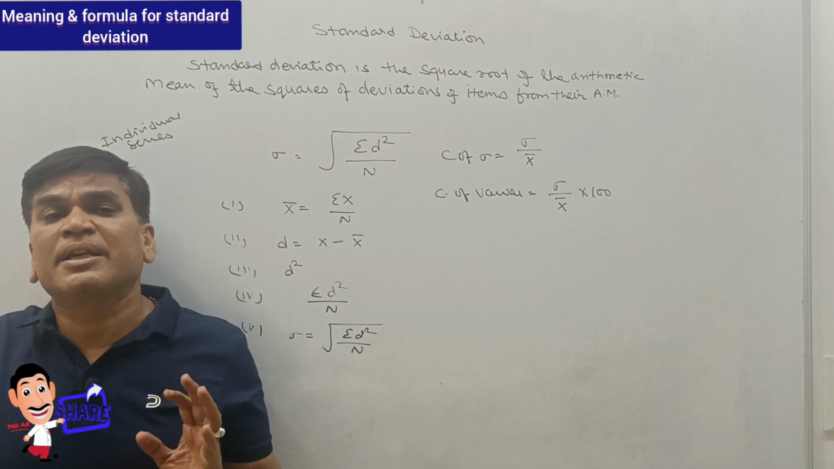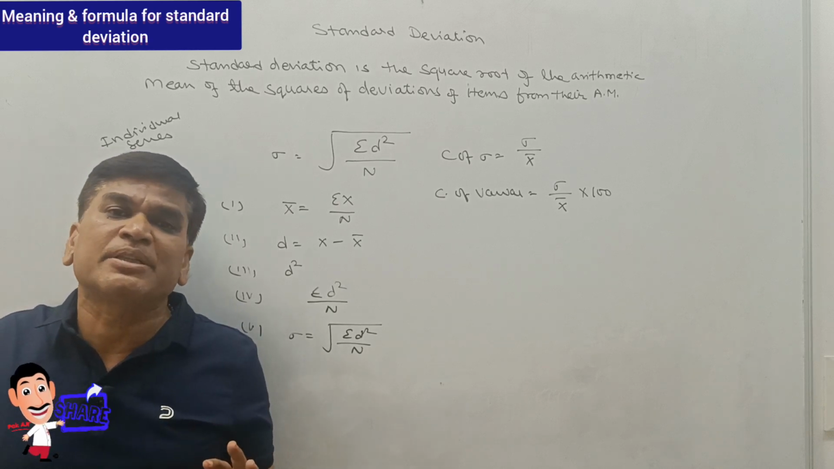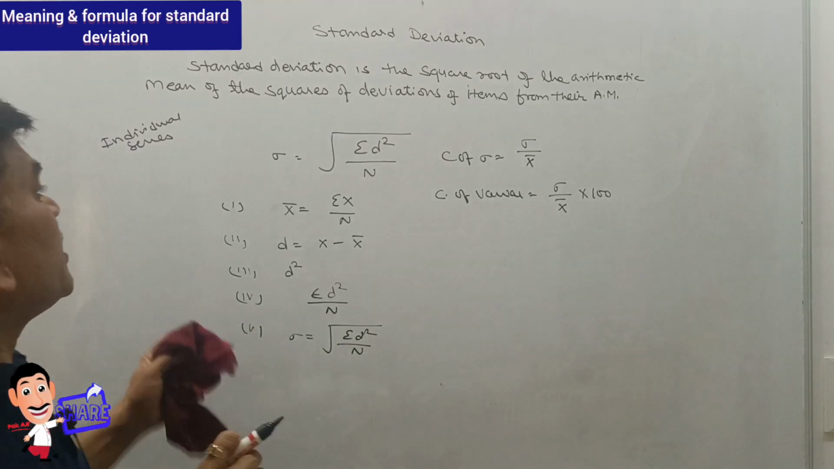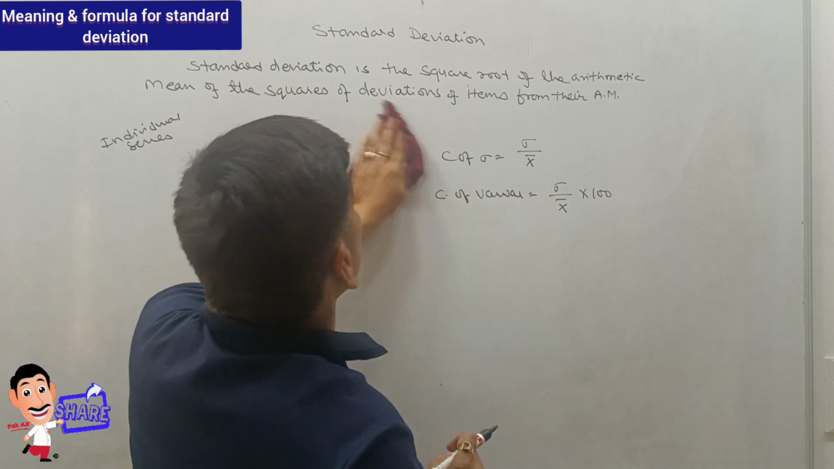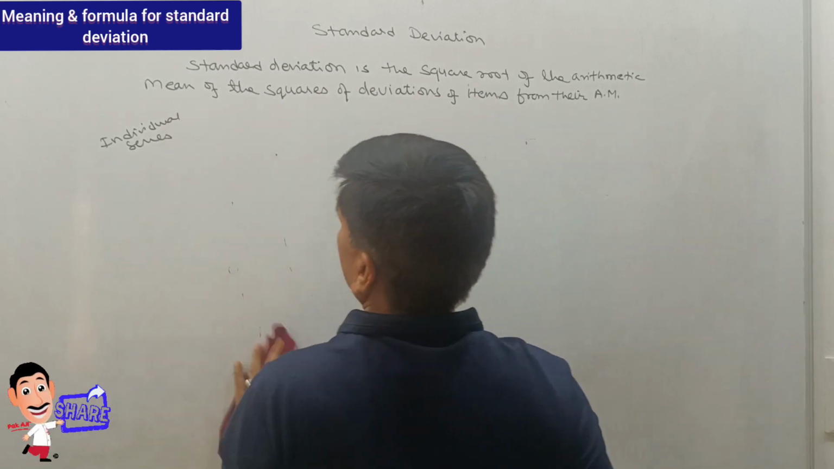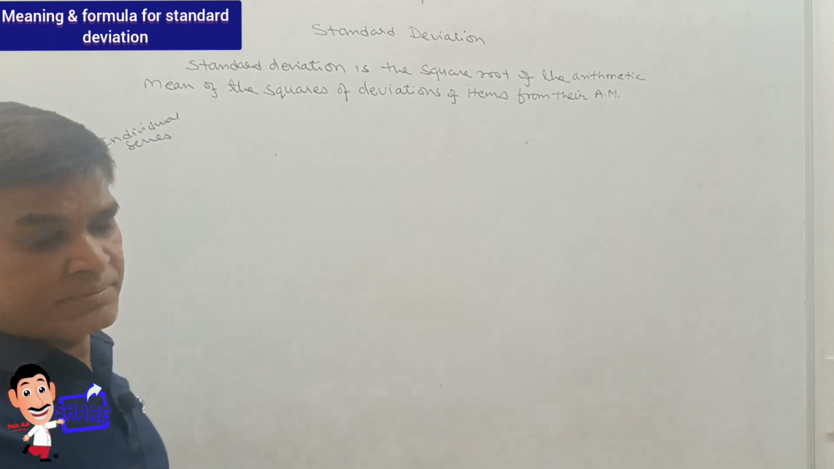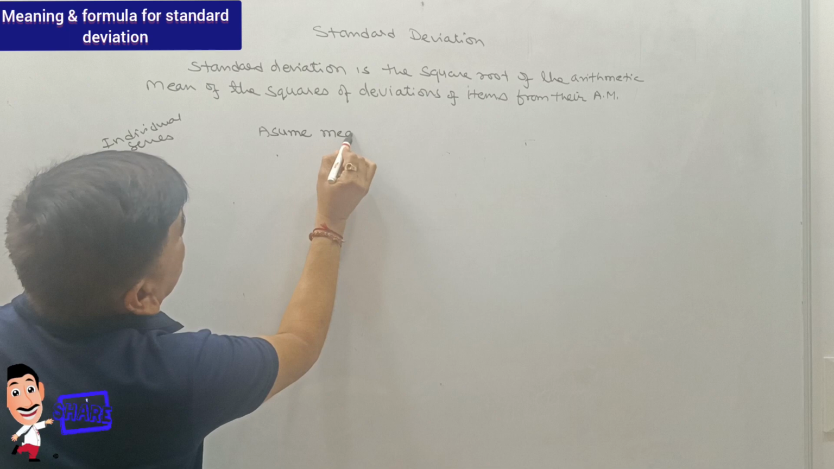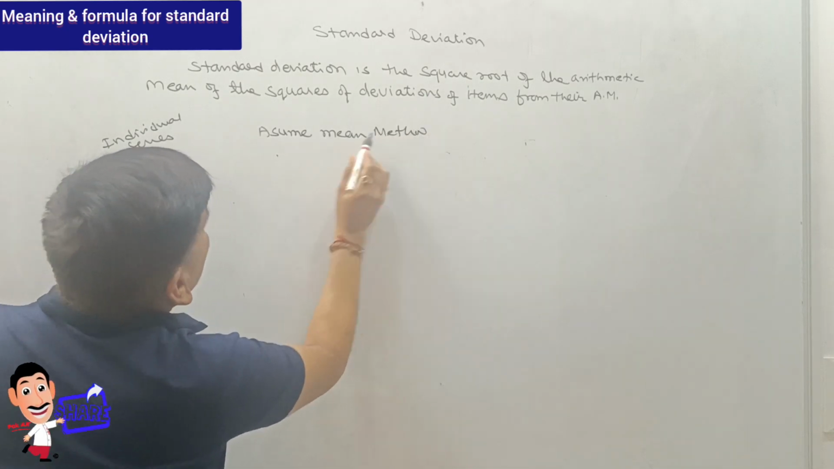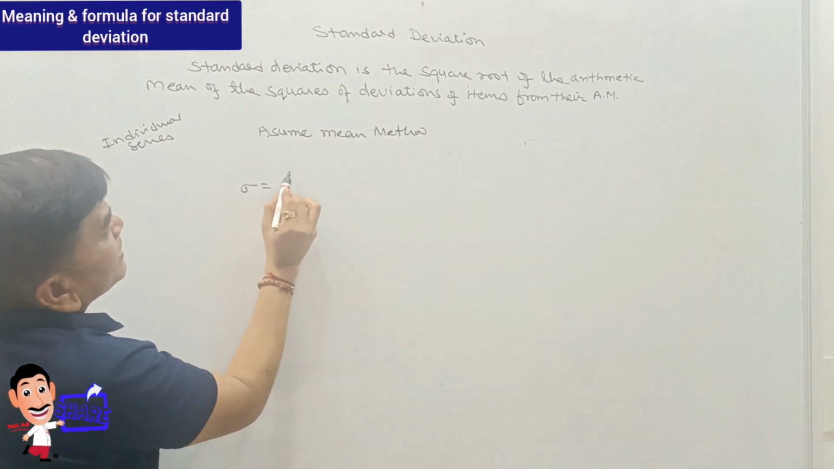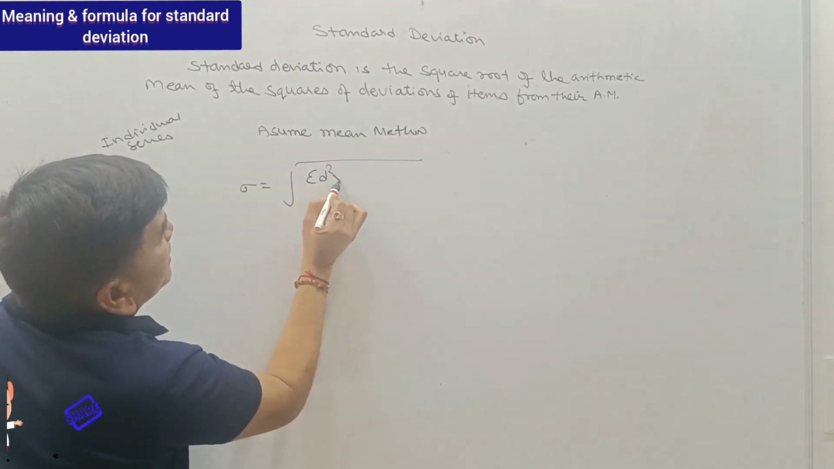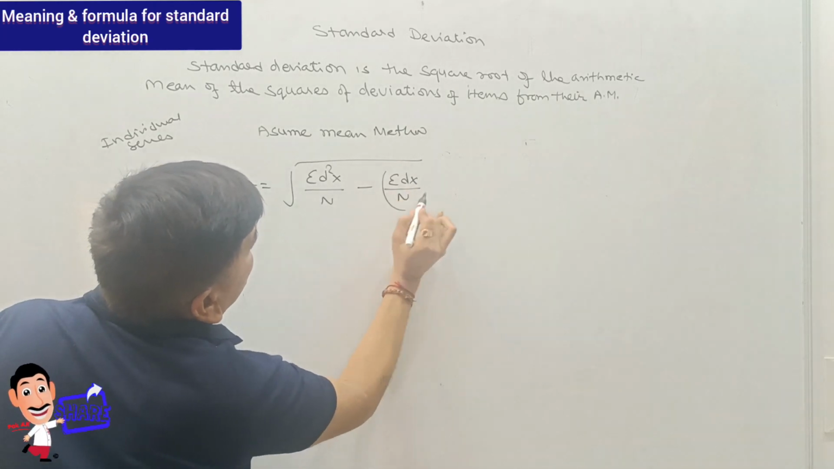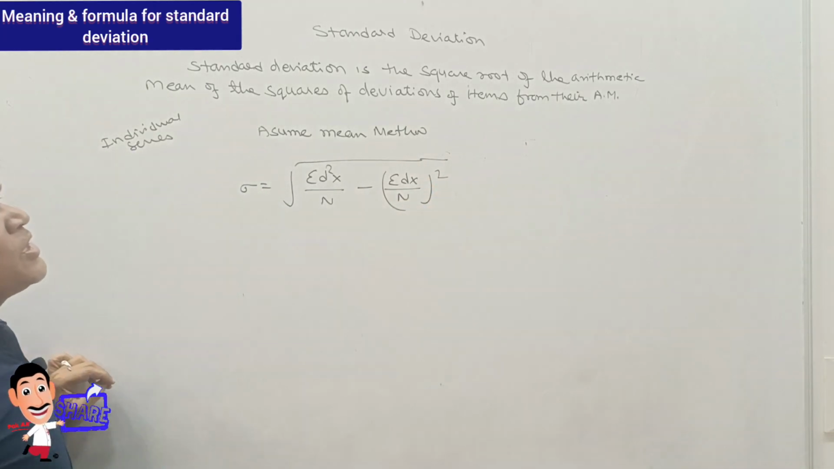Another method is also available, that is called the indirect method or assumed mean method. So we will discuss this method also here, the assumed mean method. The formula for the assumed mean method is the square root of sigma d square x upon n minus sigma dx upon n, raised to power 2. This is the assumed mean method.